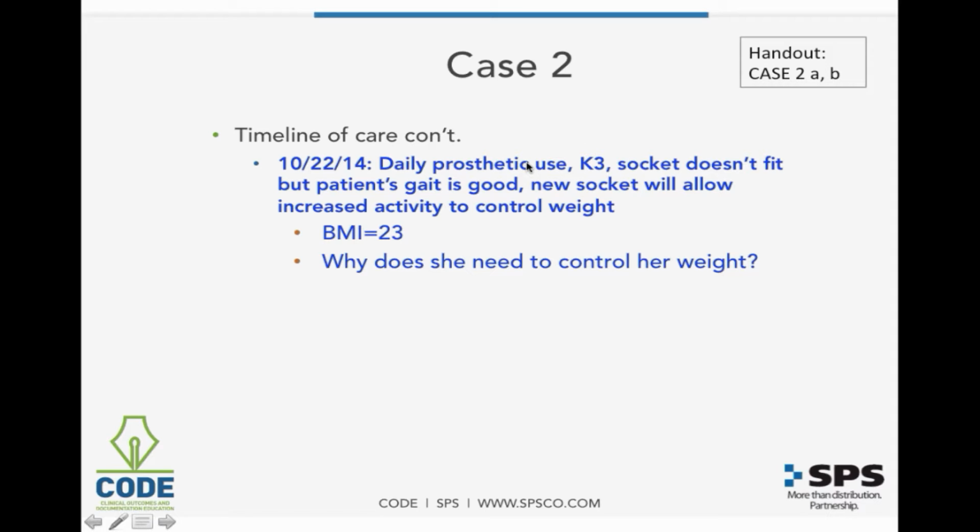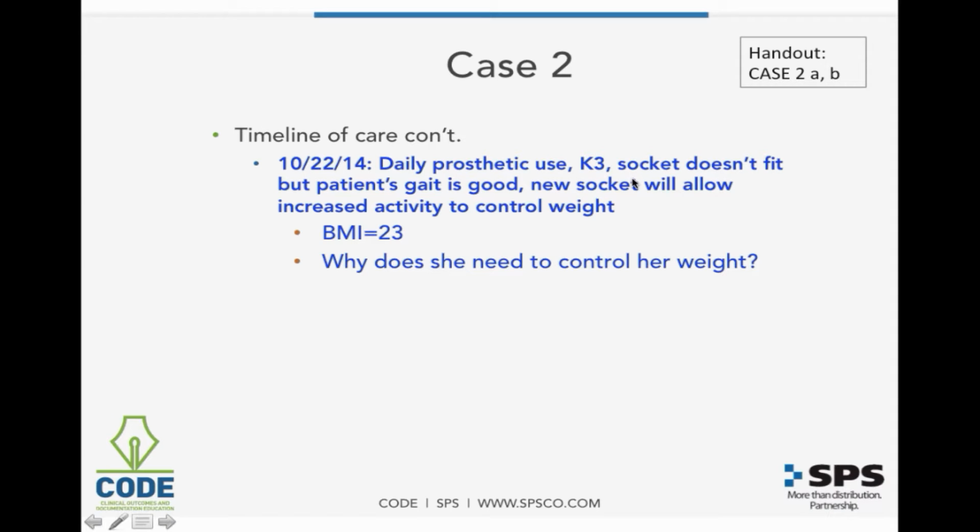If she comes into his office and she tells him, I wear it every day for 10 hours, she gets up in the parallel bars and starts walking and showing him that she can walk well, even though the socket needs adjustment. Maybe he would come up. Why wouldn't you come up with a K3 level diagnosis, right?